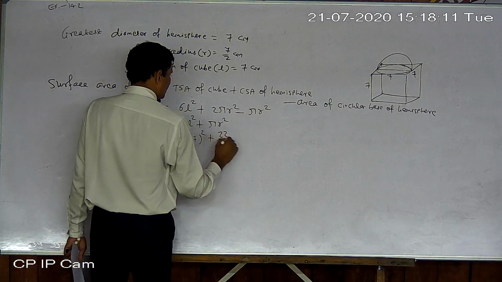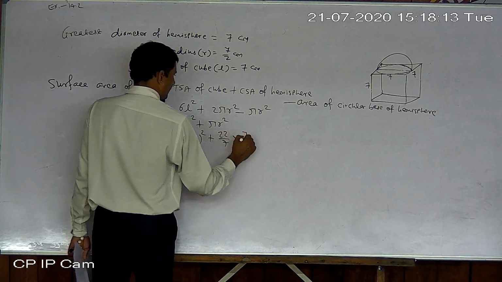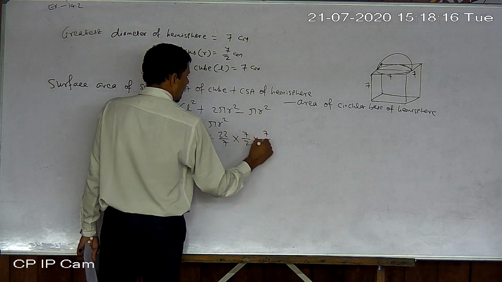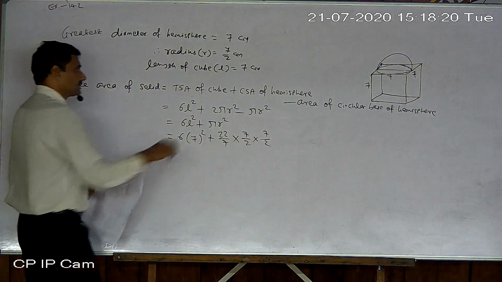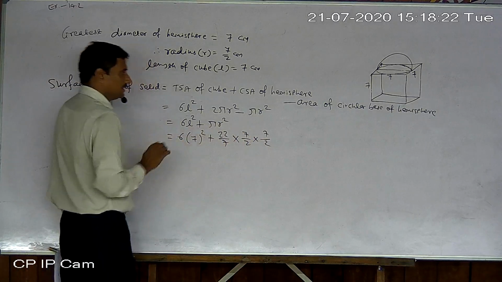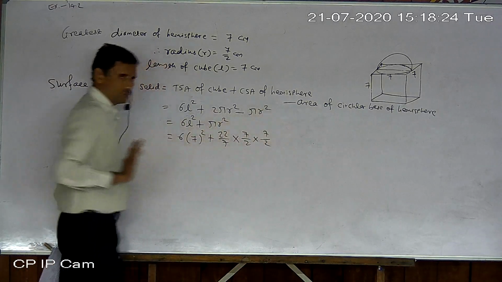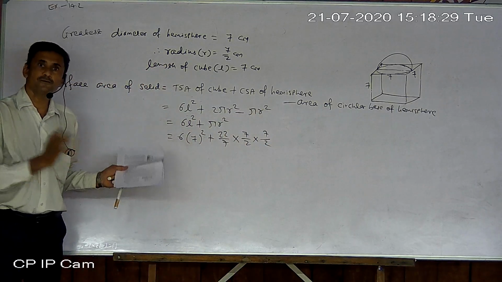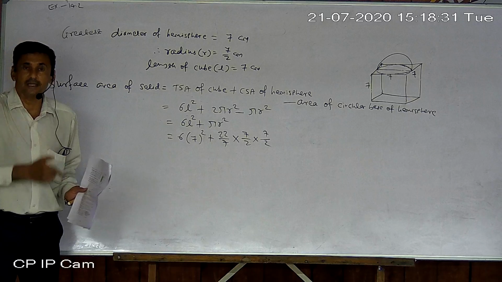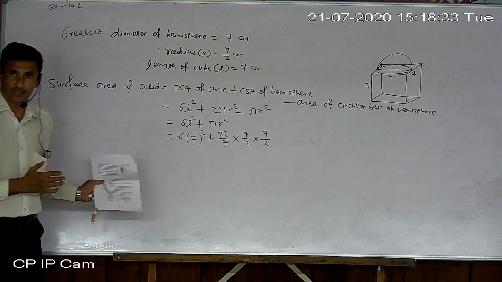So 22 by 7 into 7 by 2 into 7 by 2. Never make square or cube of any number. Instead of making square, write down 2 times. And instead of making cube, write down 3 times only. So that we can process this very easily. It can be very easily cancelled out, very easily counted.